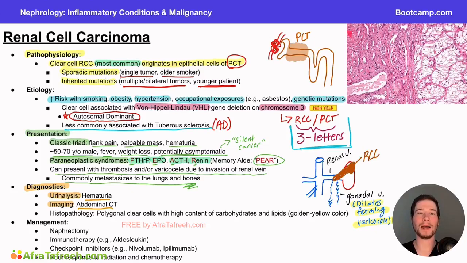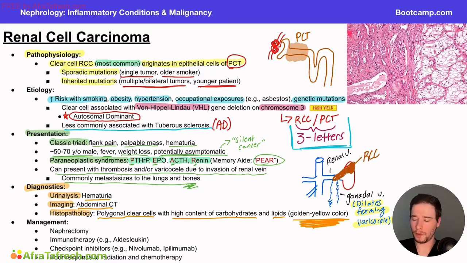Now, if we were to get a biopsy of a clear cell renal cell carcinoma, clear cell being the most common subtype of a renal cell carcinoma, you would likely see this on histopathology, which is commonly described as clear cells with high content of carbohydrates and lipids. And this is what gives the tumor its golden yellow color. So macroscopically, you're going to see a glob of golden yellow color.